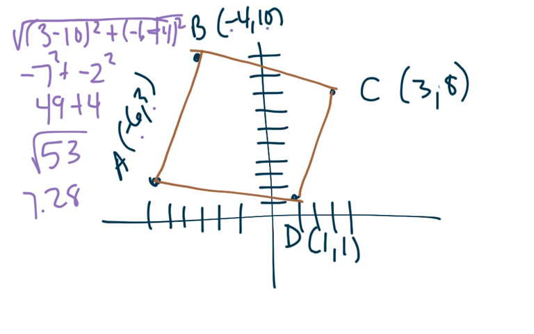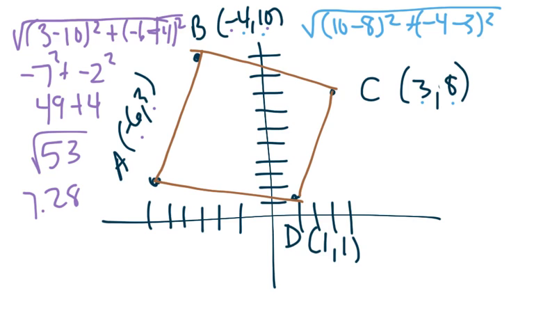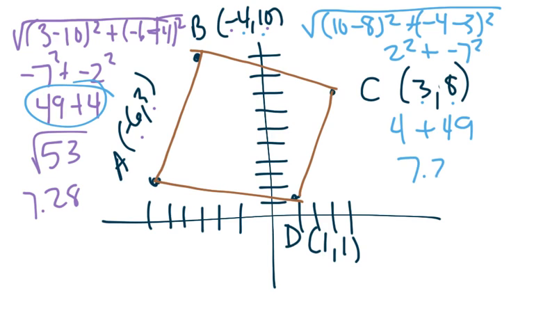Okay, and we try another side, so 10 y value minus 8 squared plus negative 4 minus 3. So negative 7 squared plus 2 squared. Okay, 2 squared will get us 4. Negative 7 squared, 49. You should notice we're getting the same thing, aren't we? So that would also be 7.28. So most likely we're dealing with a square here, aren't we?